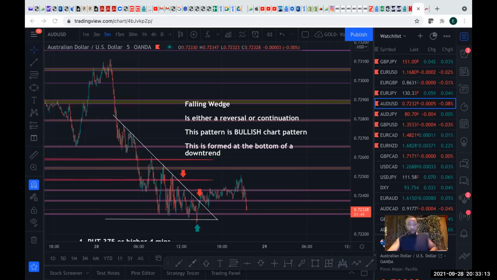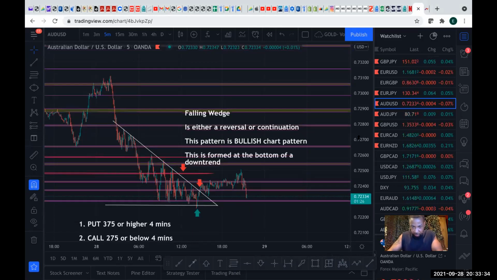Okay, so here's the falling wedge. Basically, it's either a reversal or a continuation pattern. It's definitely a bullish chart pattern, and it's formed at the bottom of a downtrend. So I actually ran this play earlier today, and I caught it making the pattern, and I took a call on it, I think at 275.